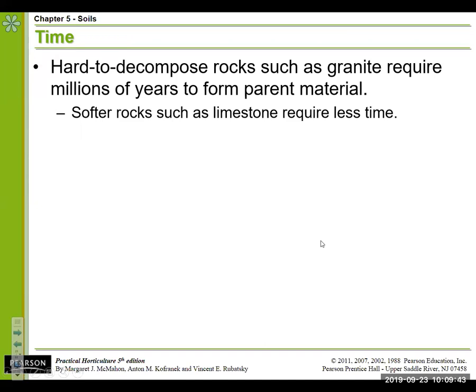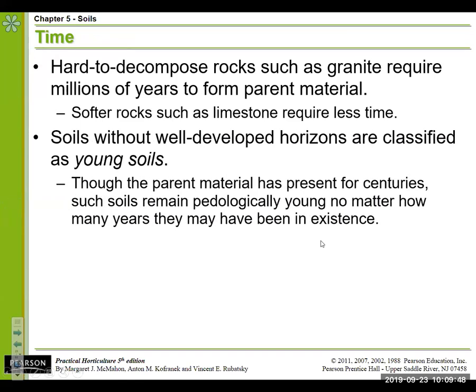horizons. So softer rocks, on the other hand, like limestone, require a lot less time, weather very quickly, and can develop into well-developed horizons very quickly. So when we have less developed soil horizons, we think of them as young soils. Even though the rock itself, the parent material, could be very old, if the horizonation is not very well developed, we refer to it as a young soil.